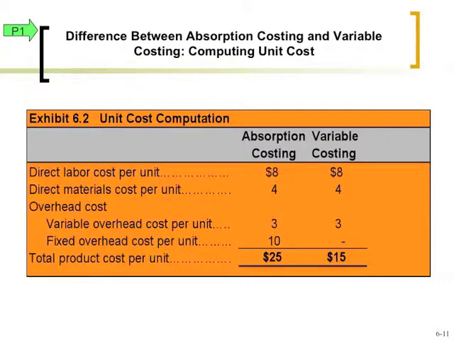And here we have a side-by-side under absorption and variable costing, and you'll notice that we get two different unit product costs. Direct labor is the same, direct materials is the same, our variable overhead is the same, but our fixed cost per unit under absorption costing is included in the product cost. In variable costing, it is not. That is the entire difference in the two costing methods: how do we treat fixed overhead in product costing.